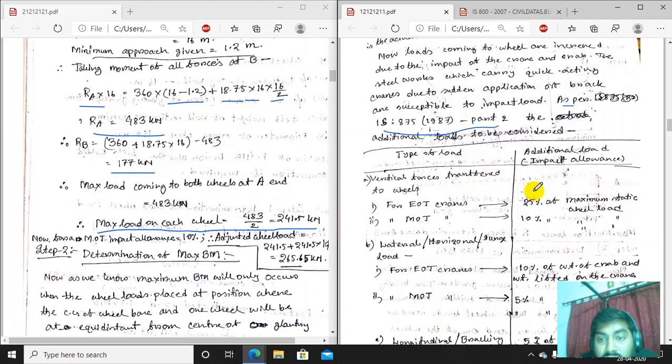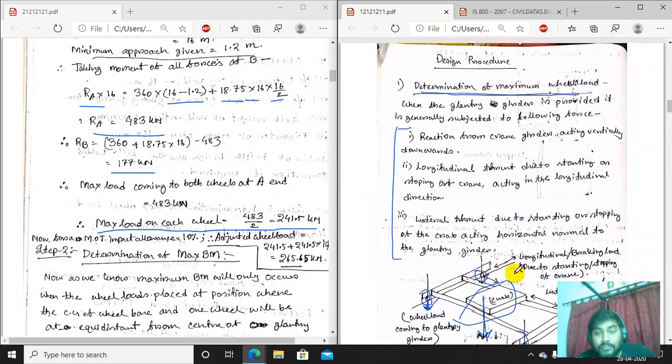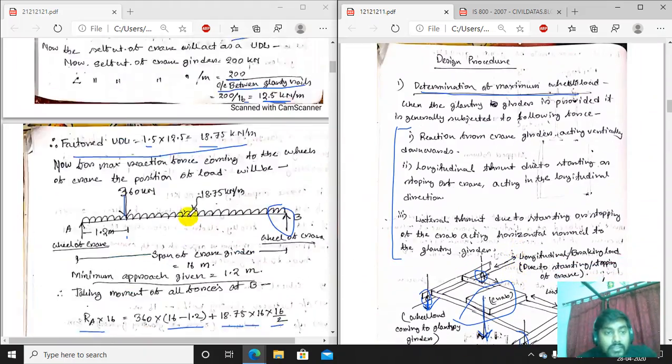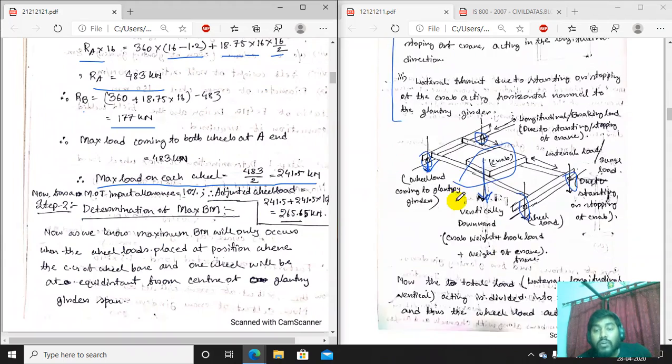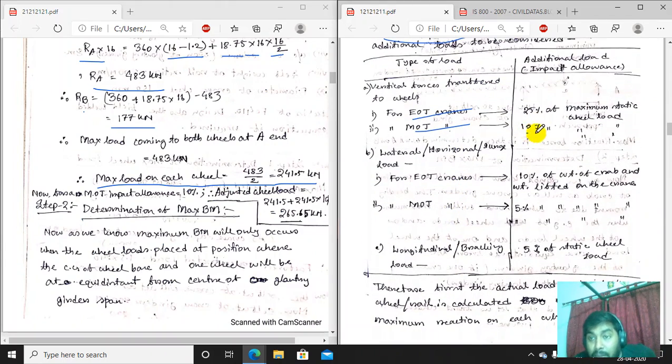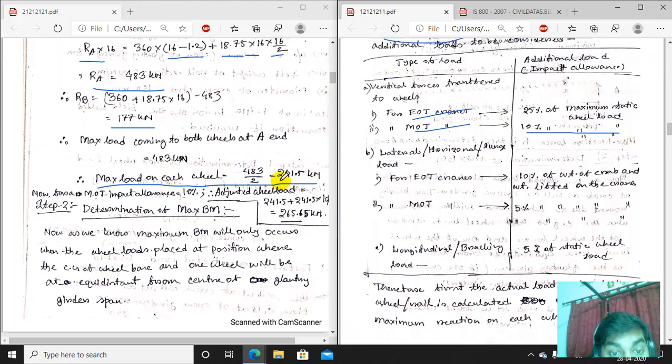So if we consider the impact effect for EOT crane and MOT crane, EOT means electrically operated and MOT means manually operated. Now let us see in our question, the crane is in an industrial building with a manually operated overhead crane. So manually operated crane means MOT crane. For MOT crane, 10% of the maximum static wheel load we have to consider. So the maximum static wheel load on each wheel is 241.5.